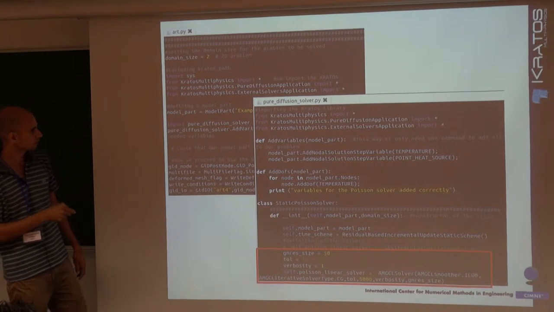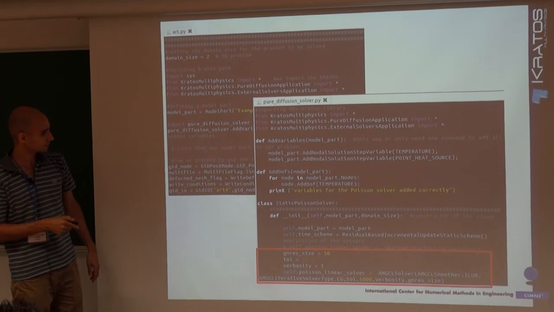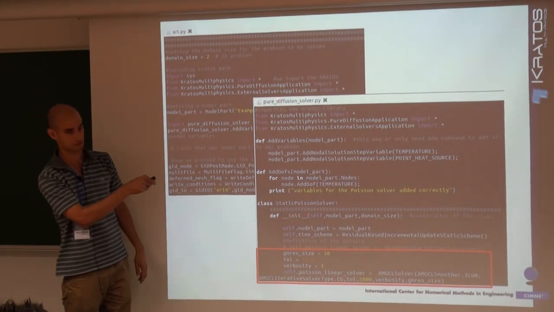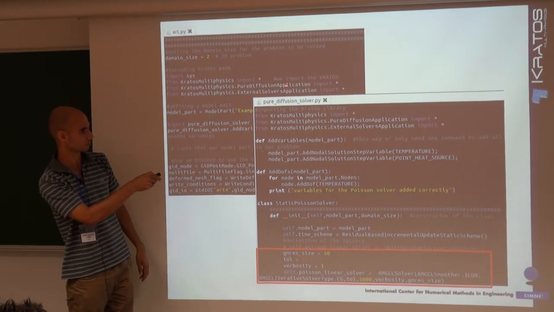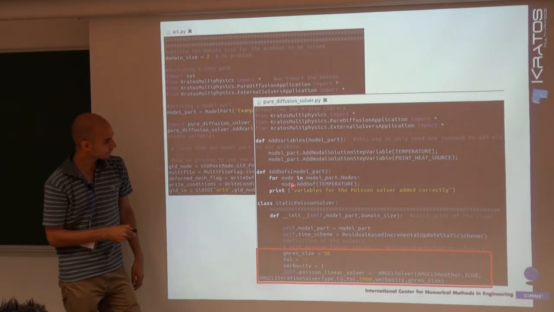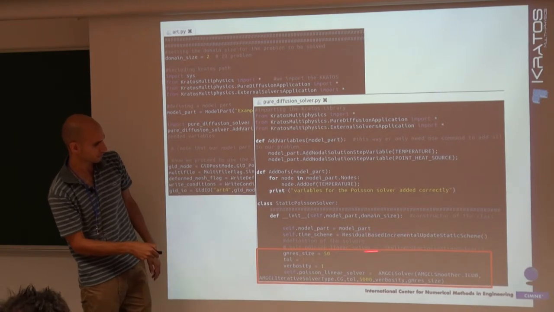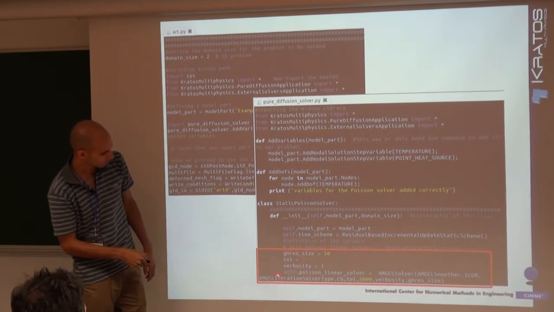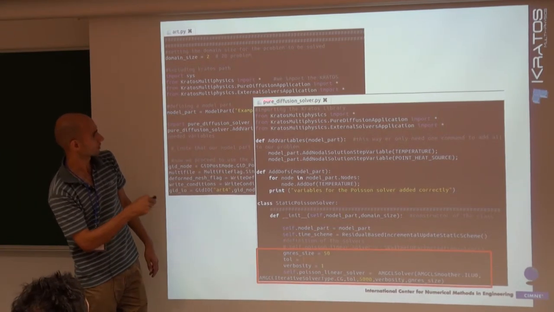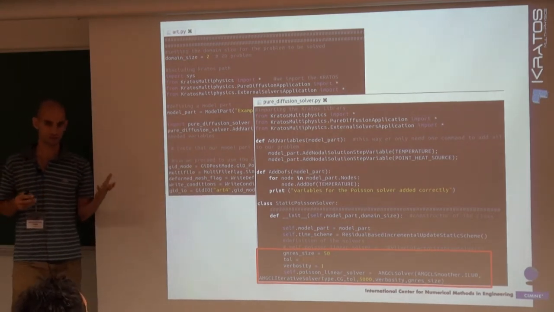For example, if you want to solve the system with a different solver, the only thing we have to do is import the external solvers application that has iterative solvers. We also do it in the pure diffusion solver, the same thing. And finally, when we want to declare the solver, instead of using the standard solver that we were using before, we're going to use the new solver that was provided by the external solvers application. So as you can see here, combining several applications is quite straightforward.